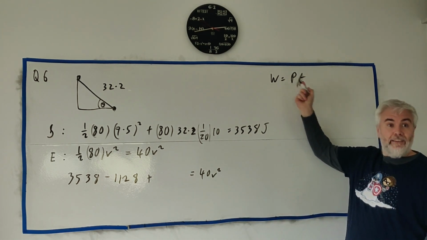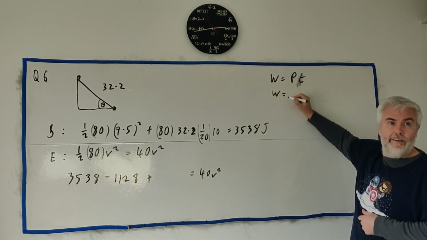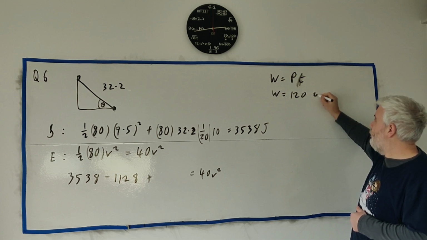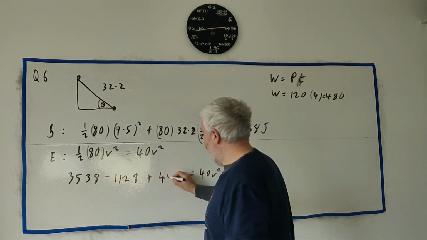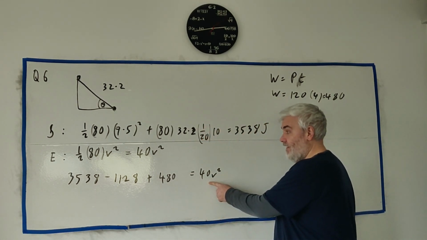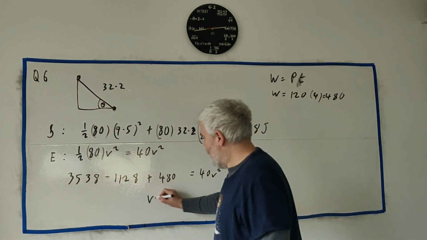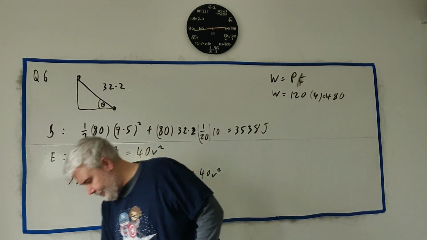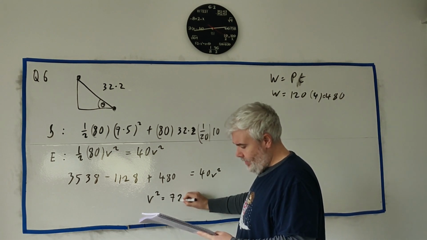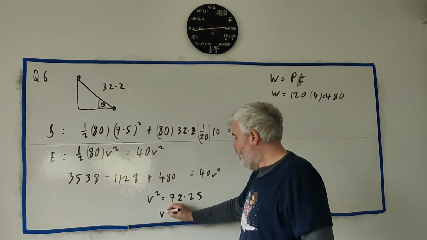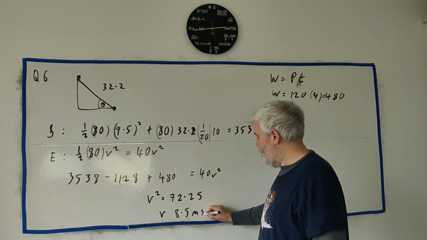We have the power. We have the time. The time's 4 seconds. So in this case, the work done was 120 times 4, which equals 480. That's adding in 480 here. We add or take these together, divide by 40, and we should get v squared is equal to 72.25, or v is equal to 8.5 meters per second.